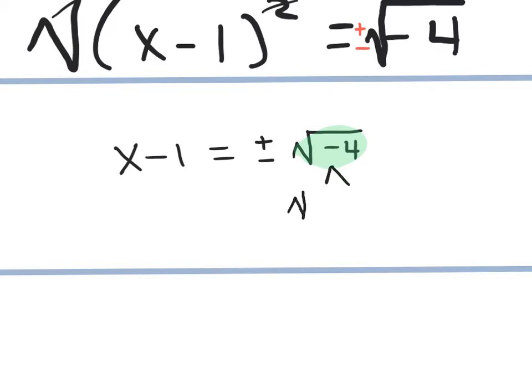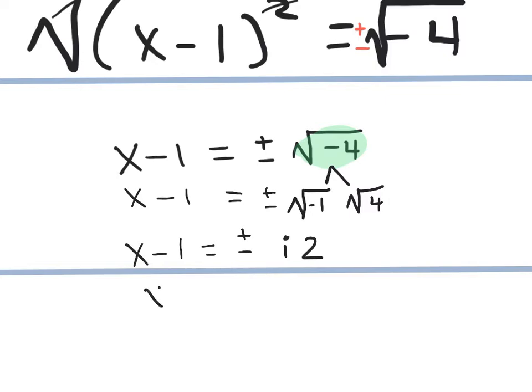Good. We're going to split it into -1 and a +4. Plus or minus is equal to negative 1. Okay, so x minus 1 is equal to plus or minus. What does that square root of negative 1 become? I. That becomes i. What is the square root of 4? 2. So we get x minus 1 is equal to plus or minus 2i.